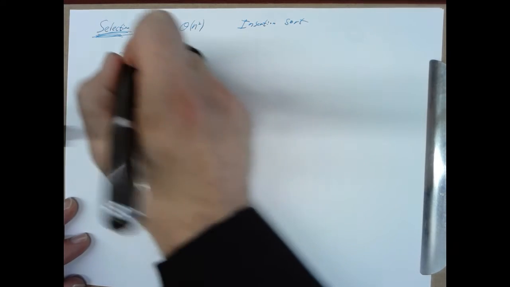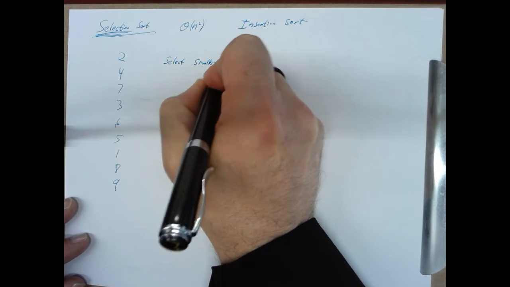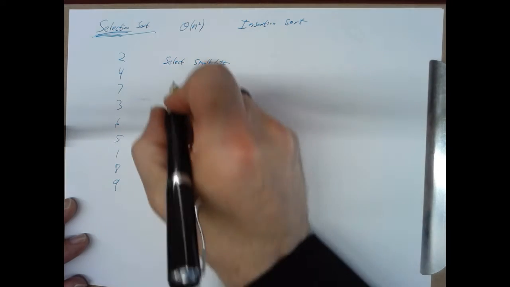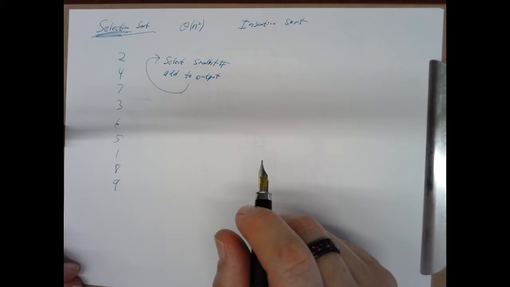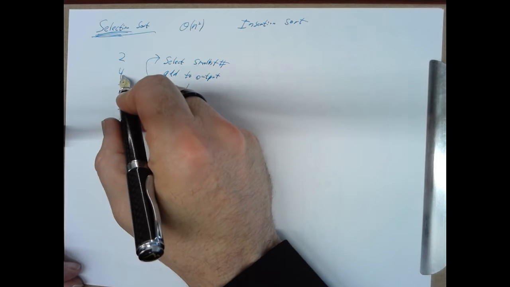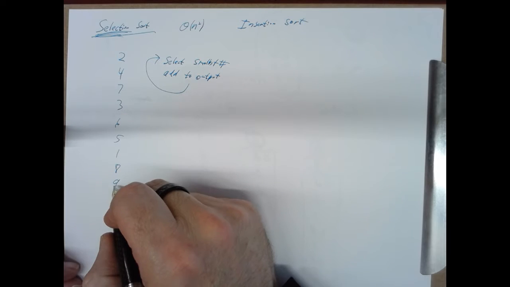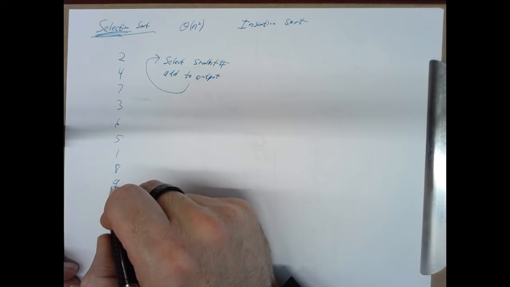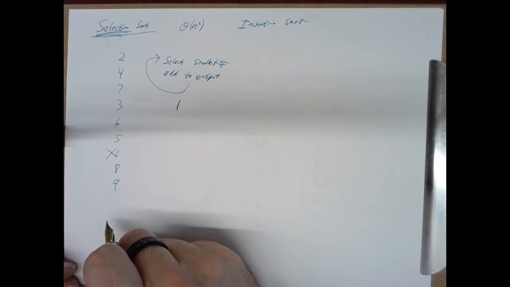Okay, selection sort. Keyword is selection. So select smallest number and add to output and loop. So we start off with our output being empty. And we go through here and we try to find the smallest number. So 2 is the smallest so far. That's smaller than 4, smaller, smaller, smaller, smaller. Here's a 1 that's smaller than 2. So that's the smallest number. We get to the end. 1 is the smallest number. So we somehow remove that from the list and we add it to our output.